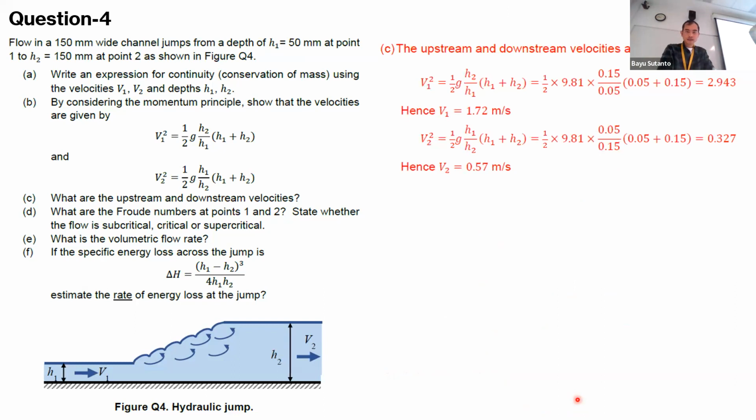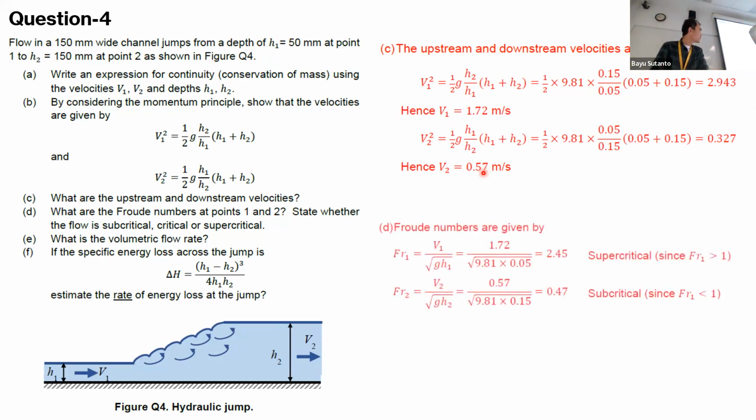And C is to determine the upstream and downstream velocity, because upstream and downstream velocity is a function of g and elevation. So input H1 equal to 50 millimeter and H2 equal to 150 millimeter to our equations, we get V1 is 1.72 and V2 is 0.57. So it makes sense, right? We have high velocity and low velocity, because there is expanding of cross-sectional area.